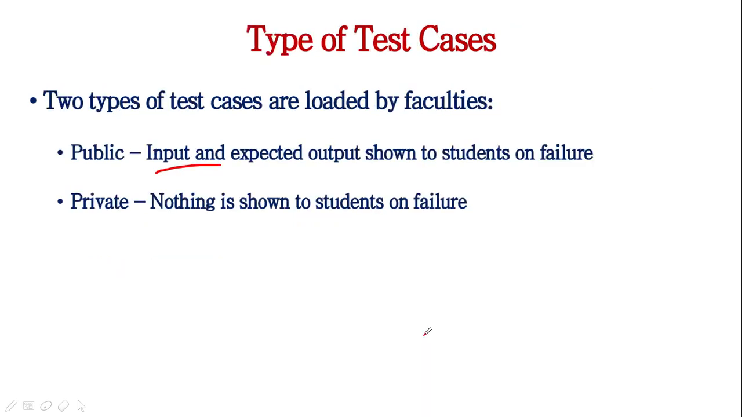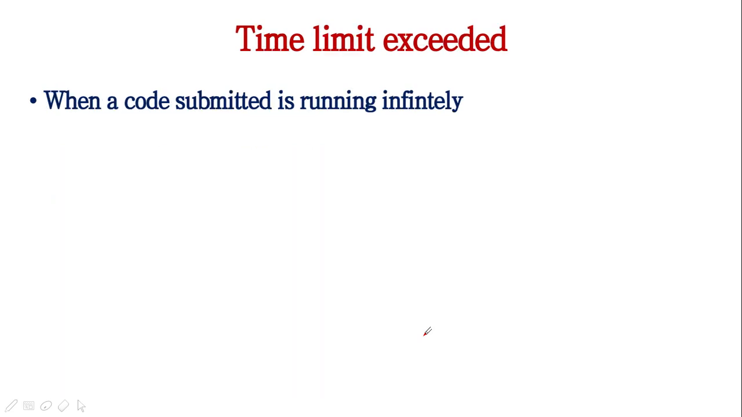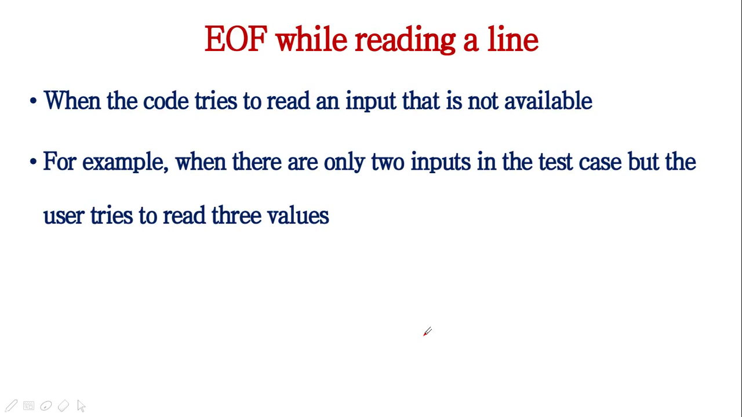There are 2 types of test cases, public test case and private test case. When there is a failure of a public test case, the student will be given a detailed description of the failure, whereas for a private test case we do not do that. And time limit exceeded, when your code goes into an infinite loop. If you have made a mistake and your code is going into an infinite loop, then you will get this time limit exceeded.